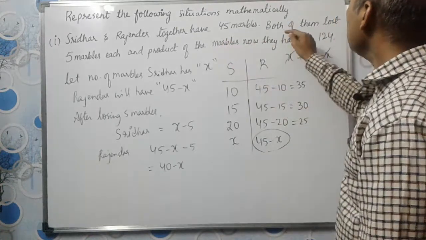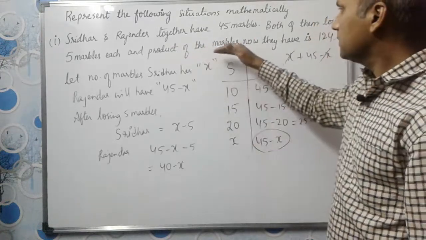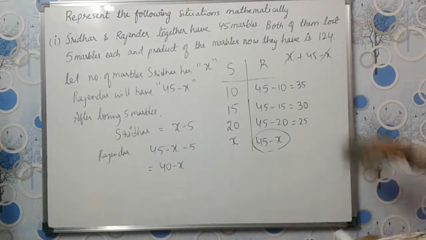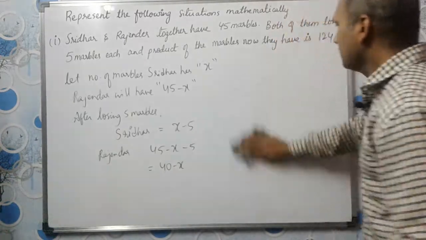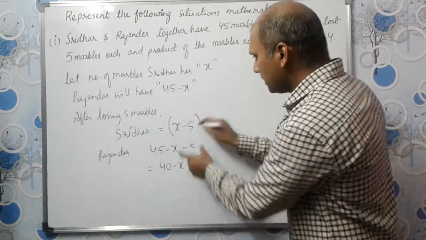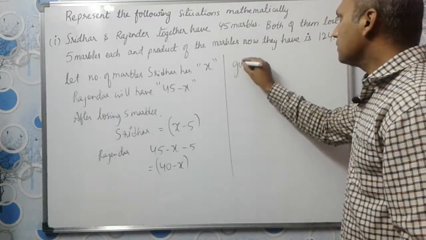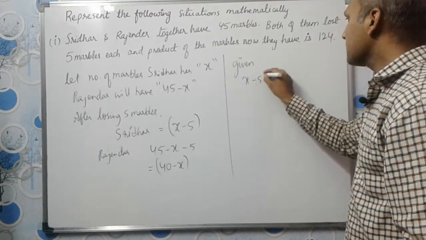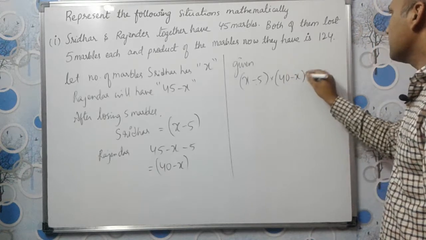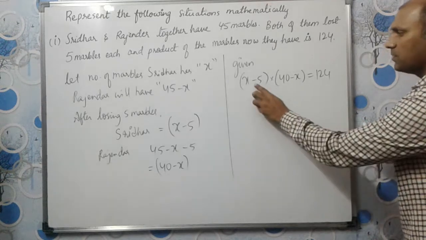What else is given? The product of the marbles now, that means after losing, is equal to 124. So the product of this and this is equal to how much? 124 is given. So x minus 5 multiplied by 40 minus x is equal to 124. If we multiply and simplify this, we will get a quadratic equation.